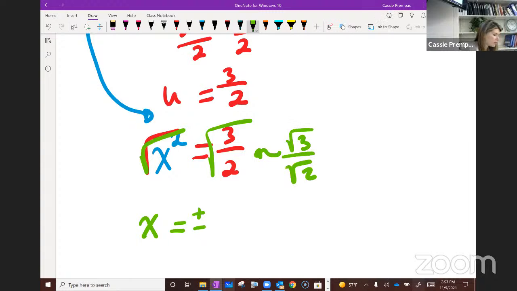Nice. Freddie remembered that root 3/2 is really root 3 over root 2. And then he even remembered that we can't leave a square root in the denominator. So he reminded us that all we have to do is multiply by what's in the denominator to the top and the bottom. And then this will become root 6/2.